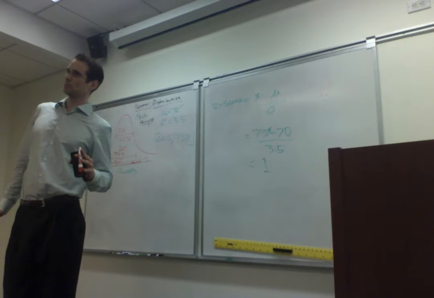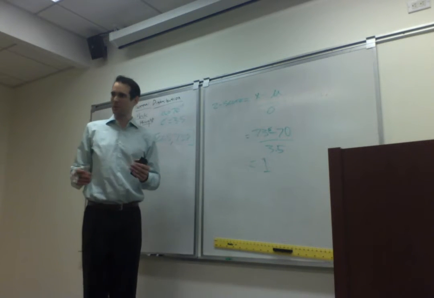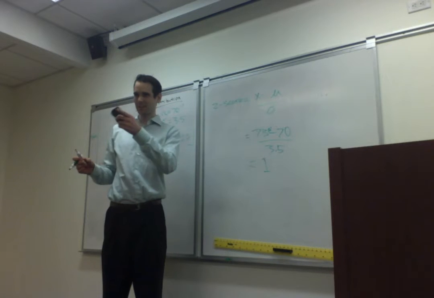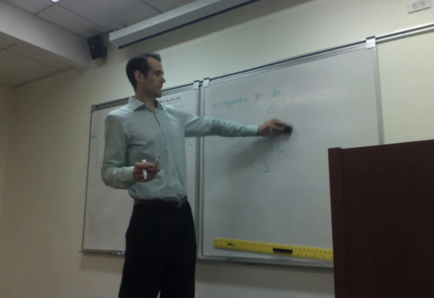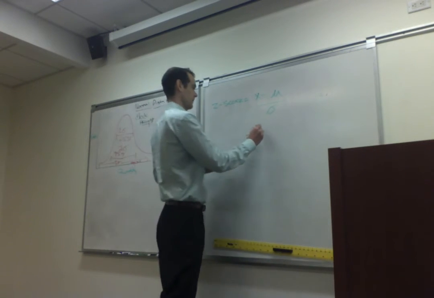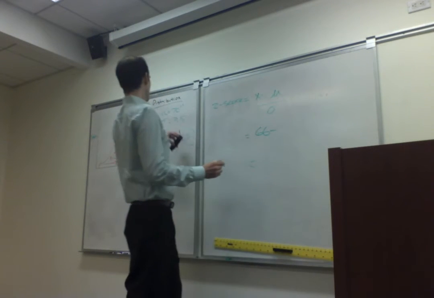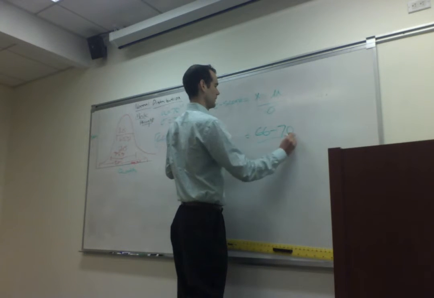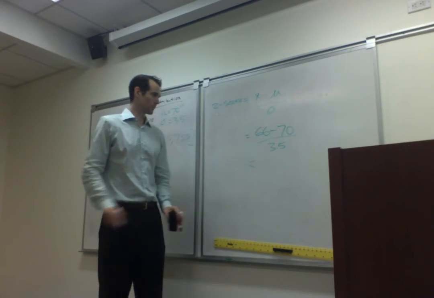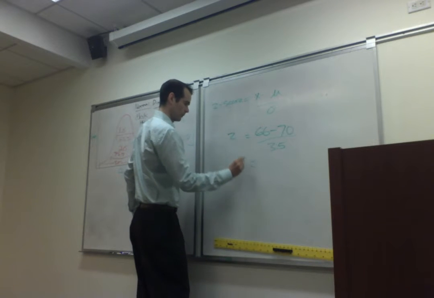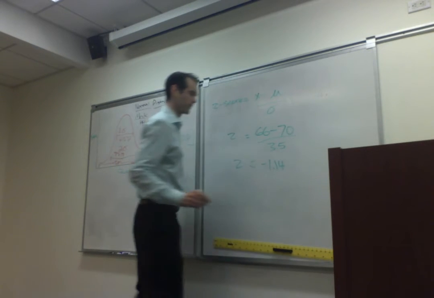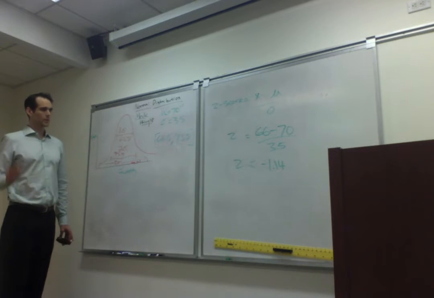Make sense? All right. Do any of the males in this room want to share their height? 66 inches? All right. Let's do it. Not to pick on you, Sanjay, but I wanted a negative z-score. So 66 inches minus the average of 70, divided by the standard deviation of 3.5. What does that give us? Minus 1.14. Okay, so that is the z-score, minus 1.14.